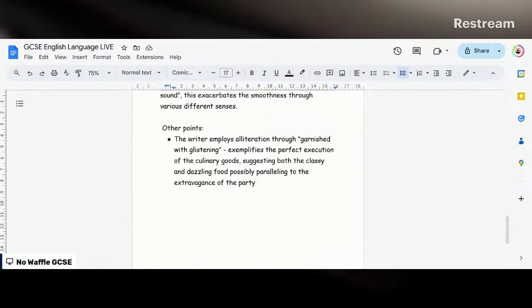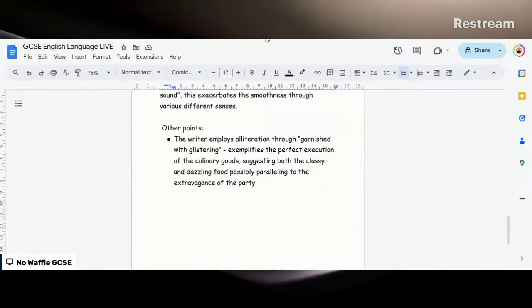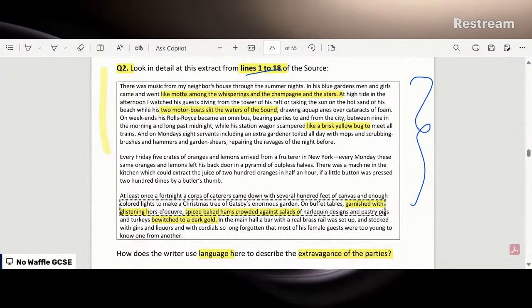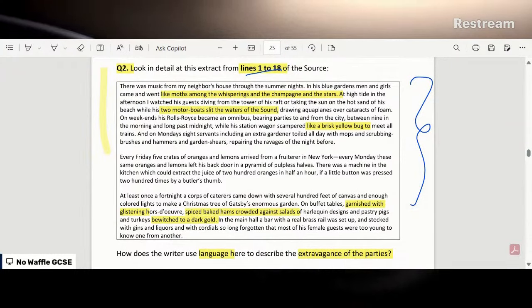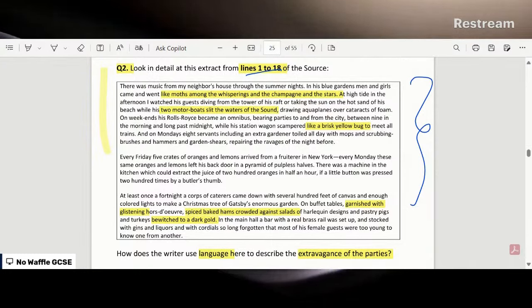Okay, and another point you could have made, which I'm not going to write, where it says here, let's see. Or we'll finish there for now. So that's our 8 marker. That's our question 2 practice. I hope you found that helpful as just a run through of what you want to do and what kind of words you want to use.